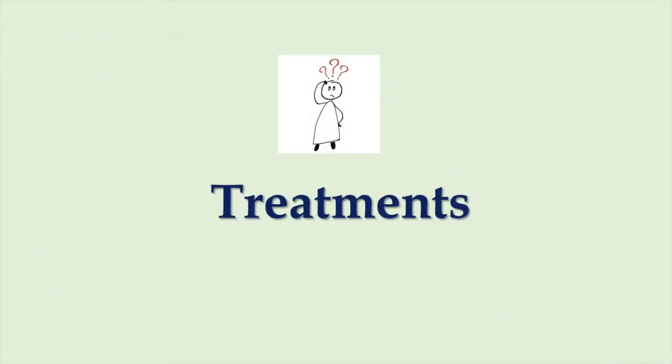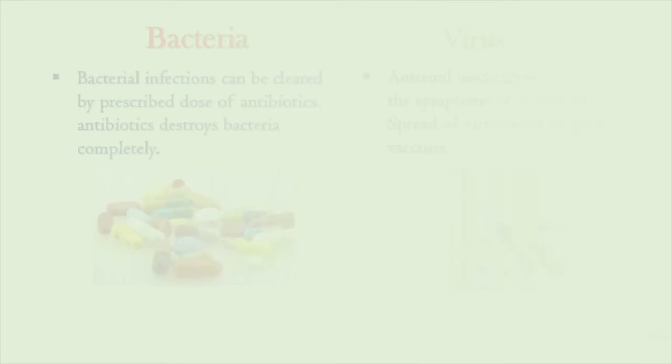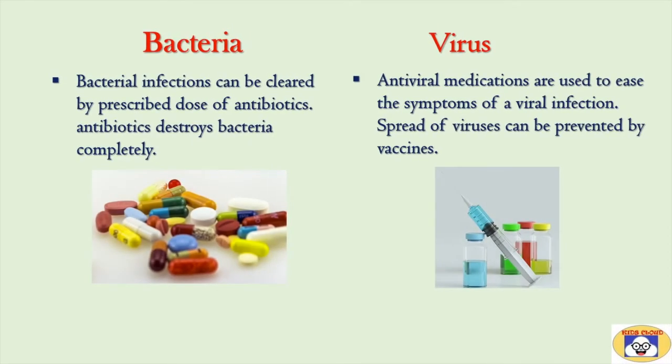Treatments. Our immune system helps us in the recovery of any type of infection, whether it's viral or bacterial. But if it's unable to do so, then a different mode of treatment is used for bacterial or viral infections. Bacterial infections can be cleared by a prescribed dose of antibiotics. Antibiotics destroy bacteria completely.